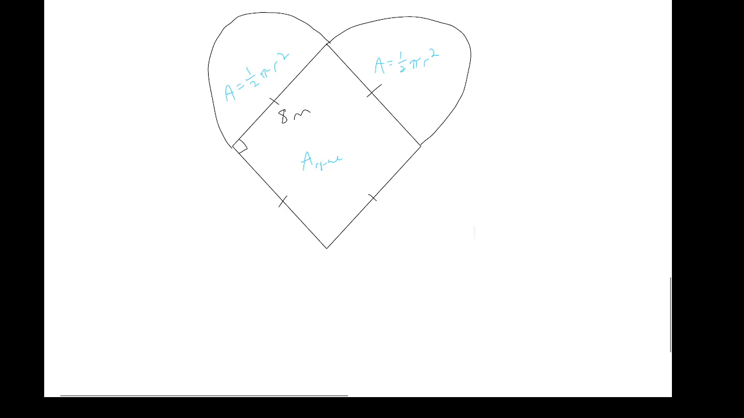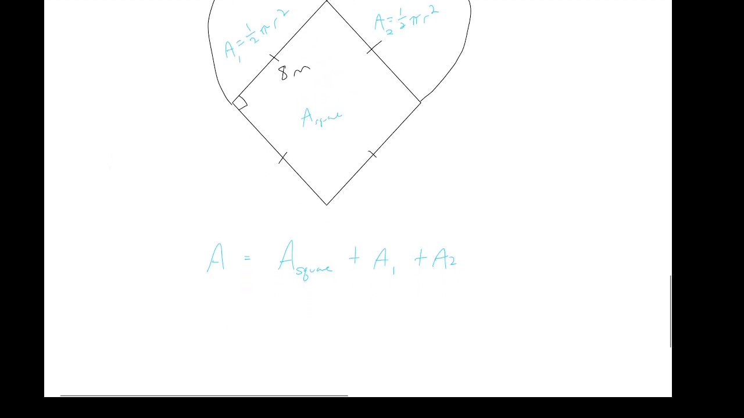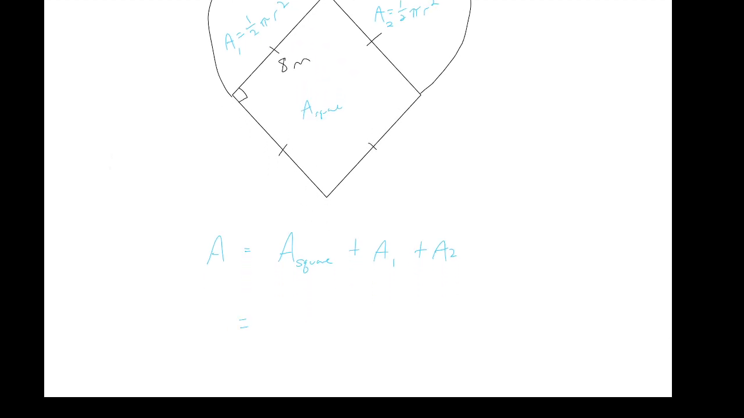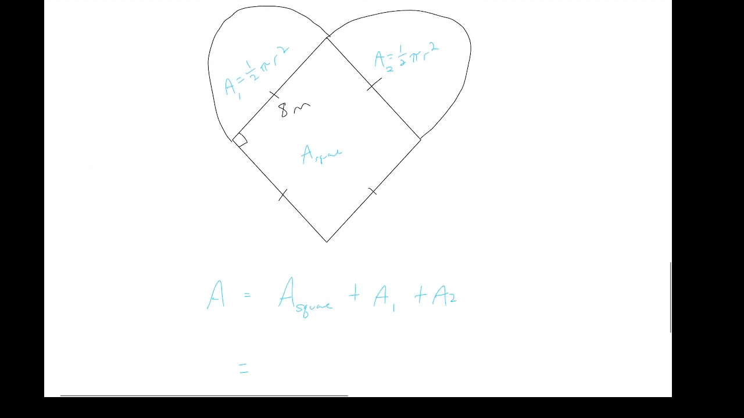So the area of our total figure is going to be the composite area of the three figures that I've subdivided this into. So it's the area of the square plus this is A sub 1 and this is A sub 2. I could call it semicircle 1 and semicircle 2, but it's just faster to call them figure 1 and figure 2. And here's how we're going to do it.